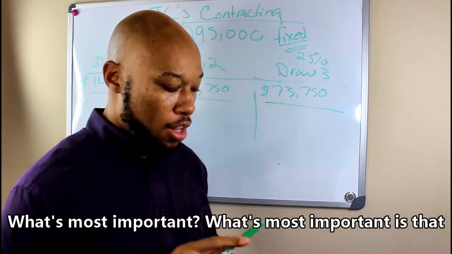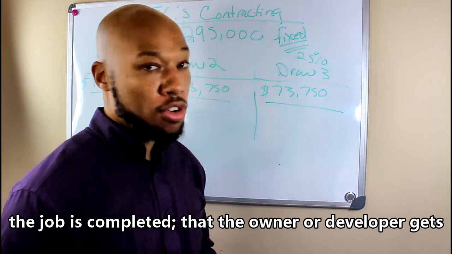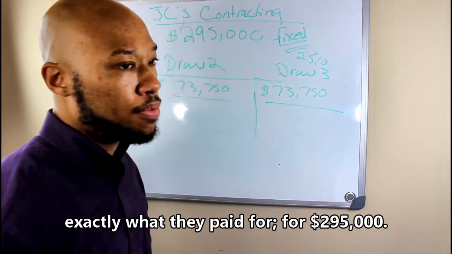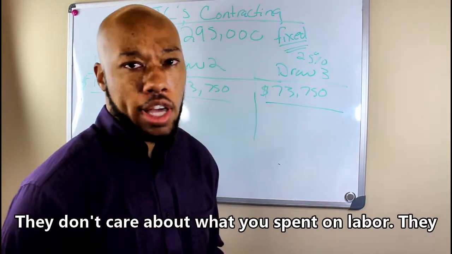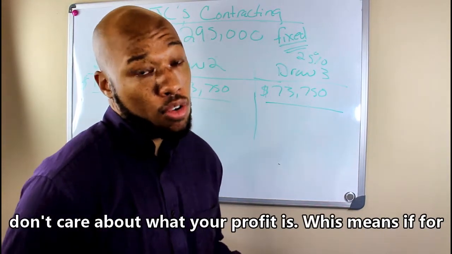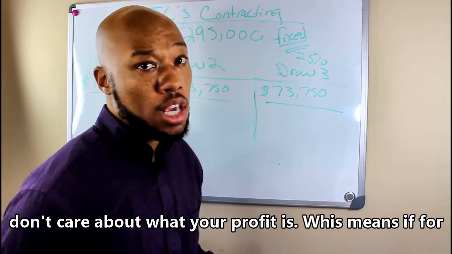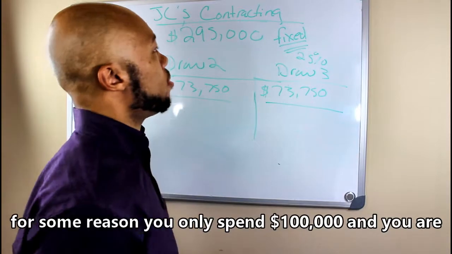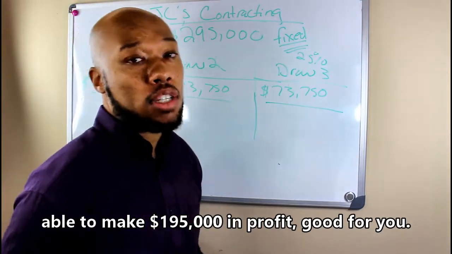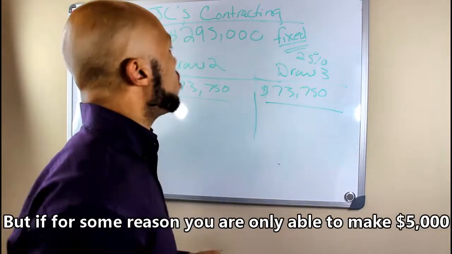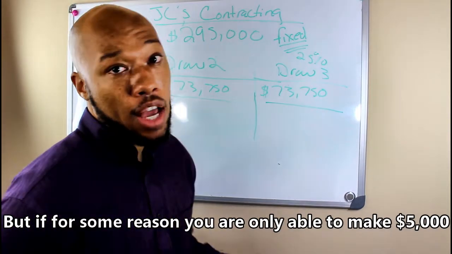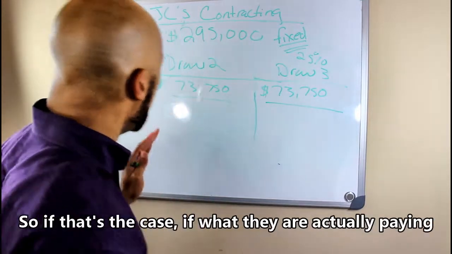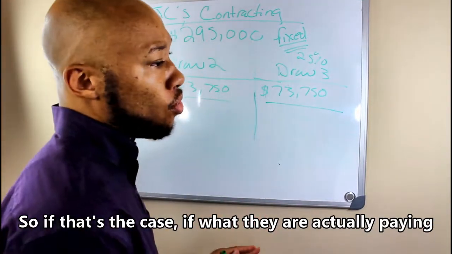What's most important is that the job is completed, that the owner or the developer gets exactly what they paid for, $295,000. They don't care what you spent on labor. They don't care what you spent on material. They don't care what your profit is, which means if you only spend $100,000 and you make $195,000 in profit, good for you. But if you only make $5,000 in profit, well, good for them. But it doesn't matter.